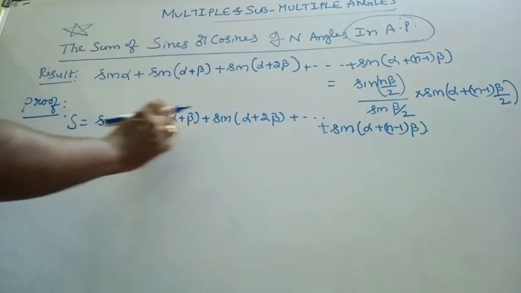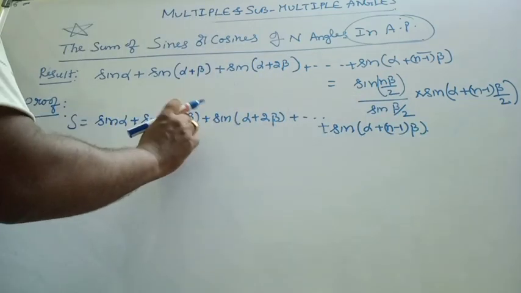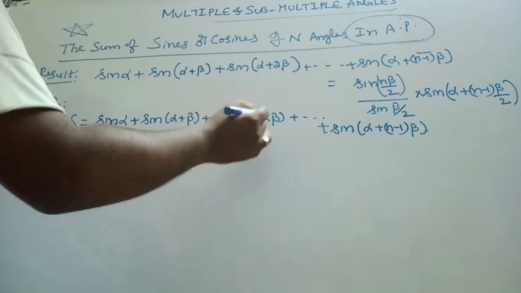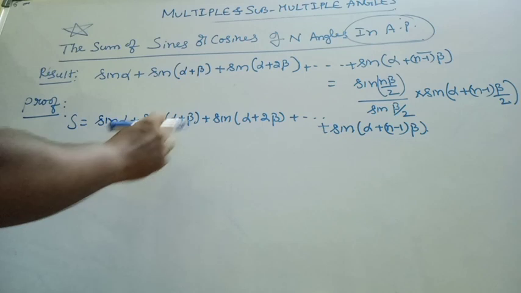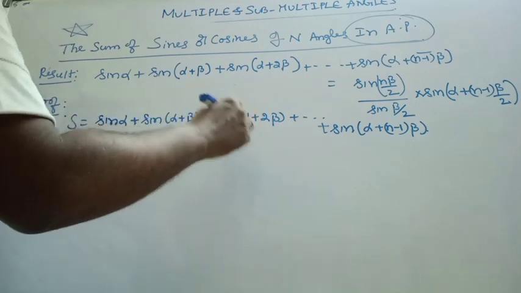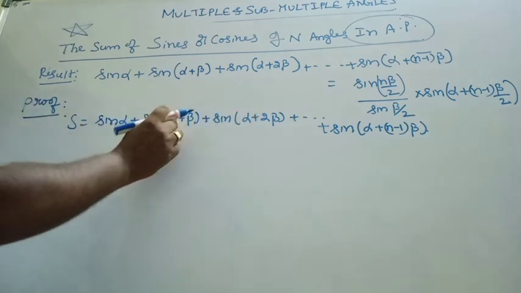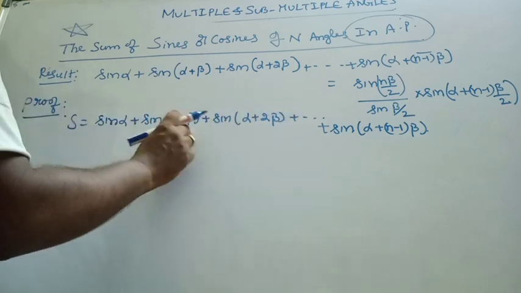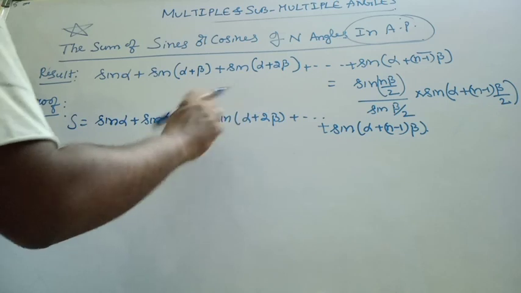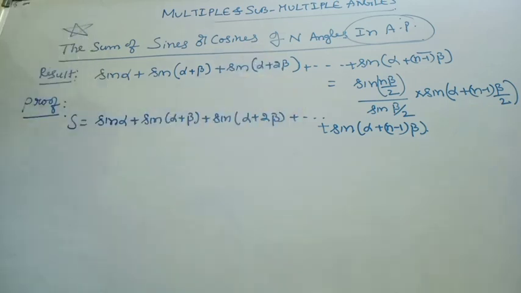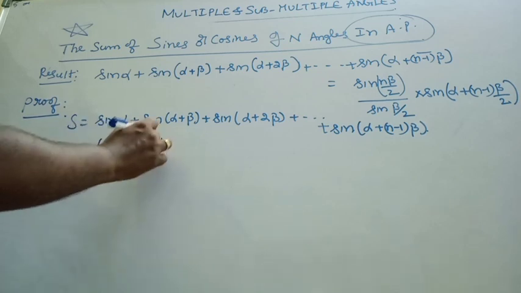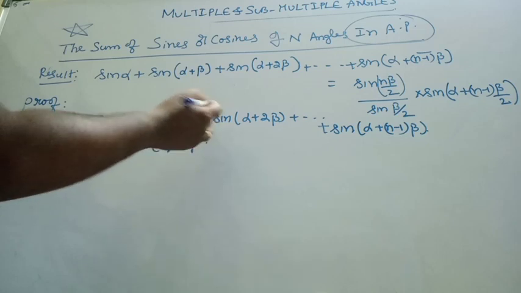Here, alpha plus beta, alpha plus 2 beta: these angles are in arithmetic progression, whose common difference is beta, because alpha plus beta minus alpha is nothing but beta. Alpha plus 2 beta minus (alpha plus beta) becomes beta. Therefore, the angles are in arithmetic progression. You can easily observe, my dear students, that the difference of these two angles you will get as beta.